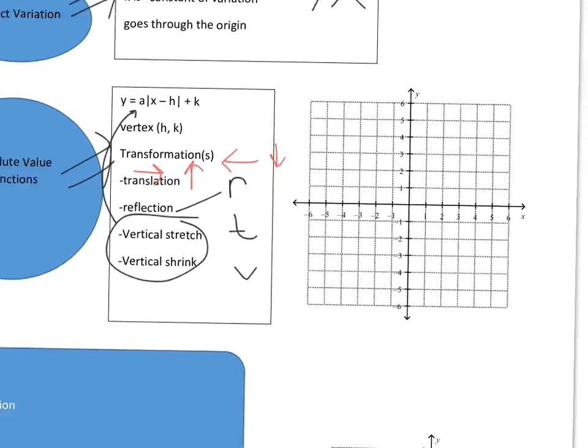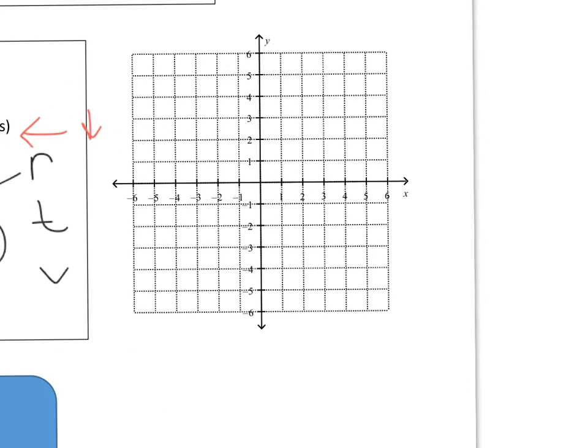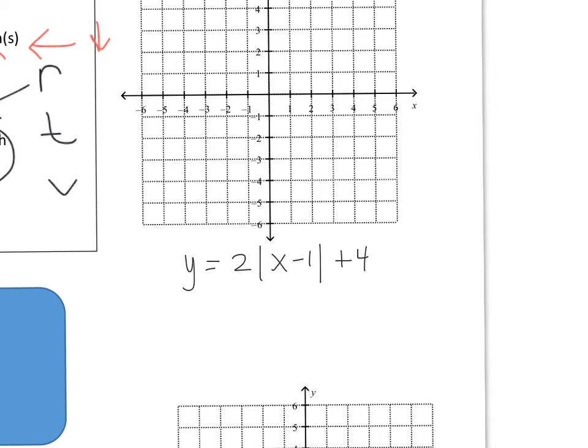So let's do an example. If I had y equals 2 times the absolute value of x minus 1, plus 4, and I'm going to describe this transformation, I'm going to think of the R, T, V. So is it reflected about the x-axis? No, because the number in front of the absolute value is positive. So it's not being reflected across the x-axis.